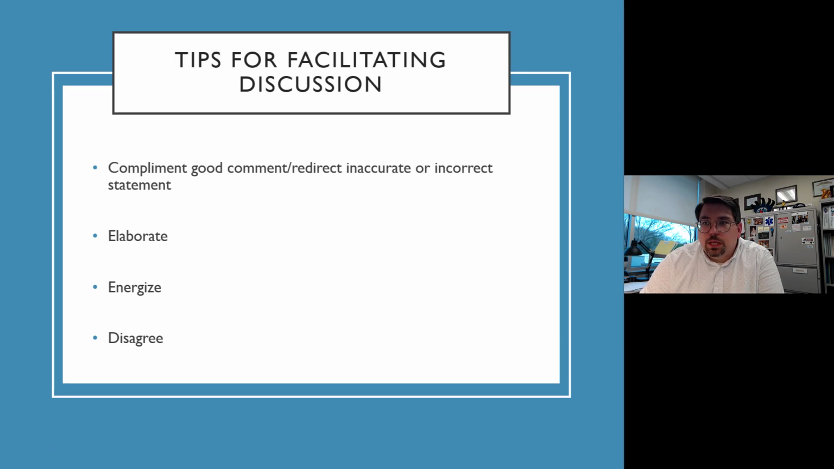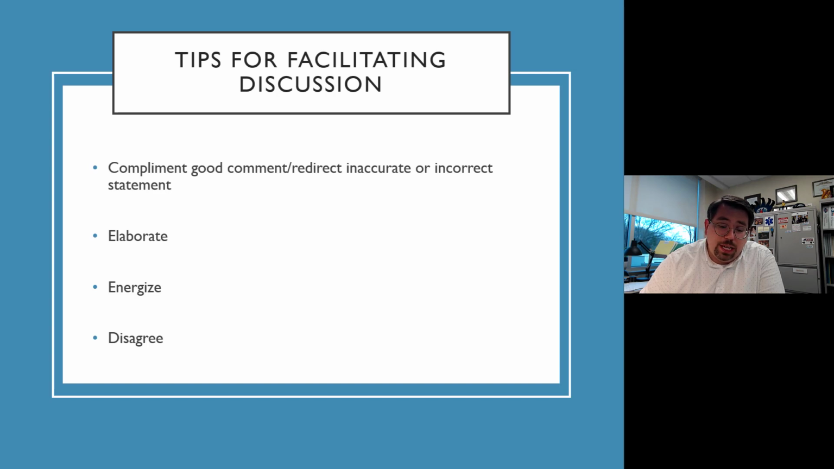Now, other tips. Compliment a good comment, or redirect inaccurate or incorrect statements. So if things are going like they're supposed to, or they're not, or they're incorrect, it doesn't matter. Identify it, right? That's close, but not quite. Here's where it's at, and give them an example of how to do that, right? Be positive about it, leave room for improvement, and then provide the most appropriate or correct attribute. We may need to elaborate. We may need to energize on something.